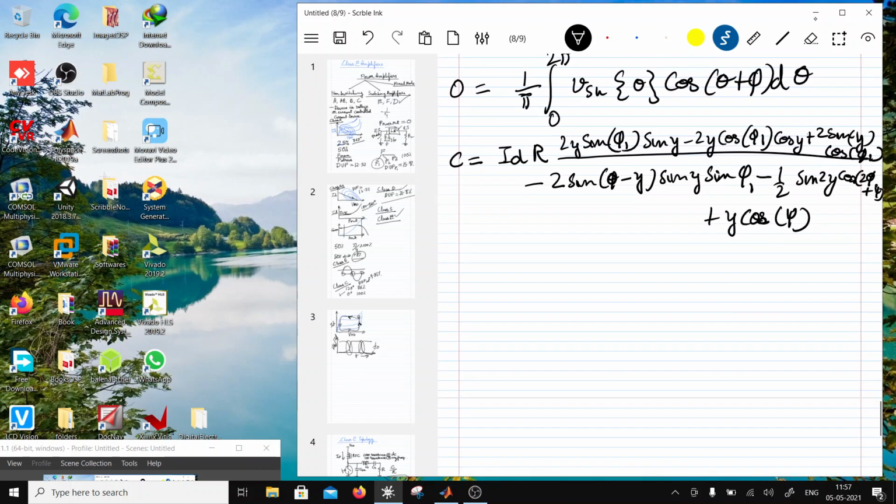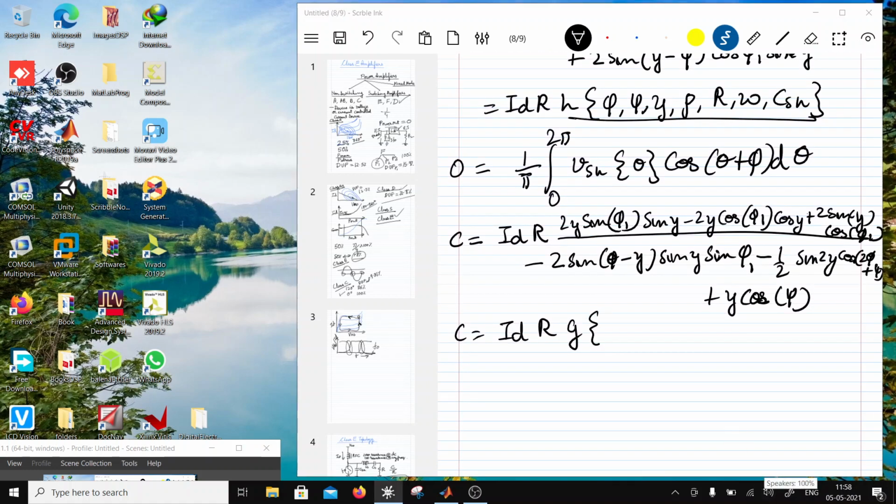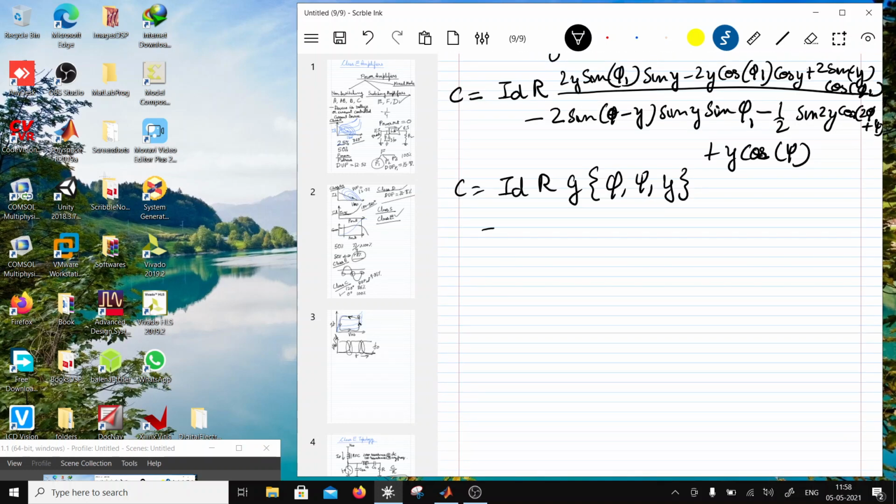Okay, so this can be written as C is equal to I_D times R times G, and G is a function of phi, xi, and y. So I have got two values of this, so I can equate them: I_D R H should be equal to I_D R G, correct? So from this equation I should be able to get C_SH because the other inputs are given, right?